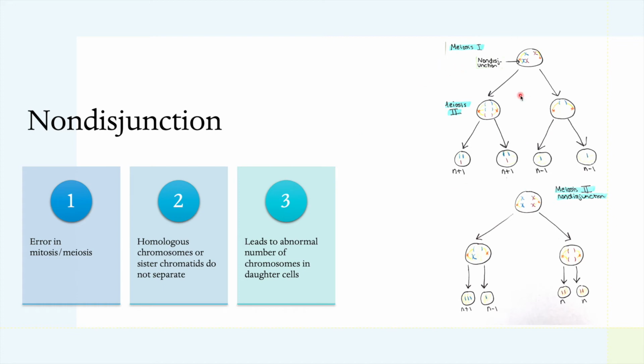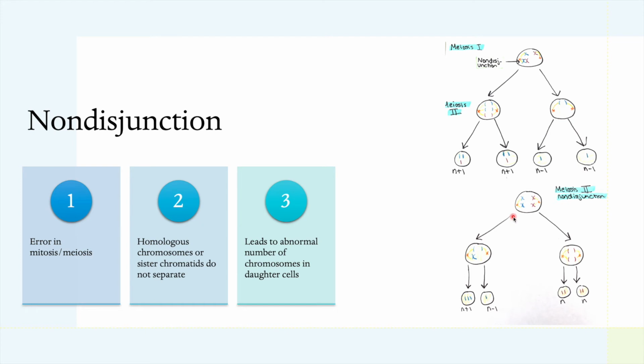In this scenario, nondisjunction occurs in meiosis I. This leads to an extra chromosome in this cell and a missing chromosome in this cell. And then after meiosis II takes place, these two daughter gametes will have an extra chromosome, and these two daughter gametes will be missing a chromosome.